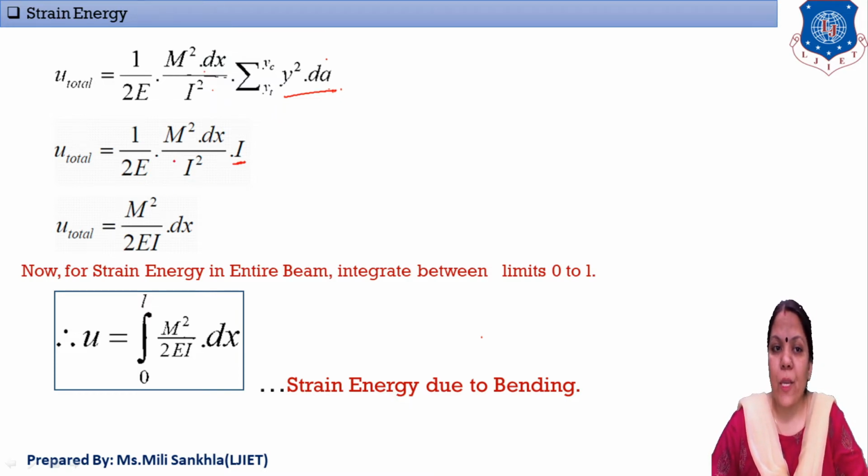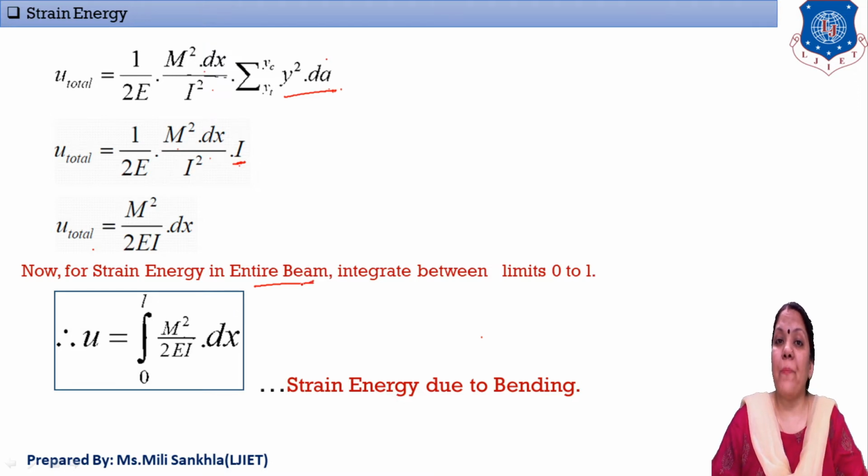1 by 2E, M square dx by I square into I. Okay, and this I and I cancel. U total is equal to M square by 2EI into dx. This is the moment of inertia for the entire section. Now we find out this is the strain energy for the entire section. Now we find out the strain energy for the entire beam.